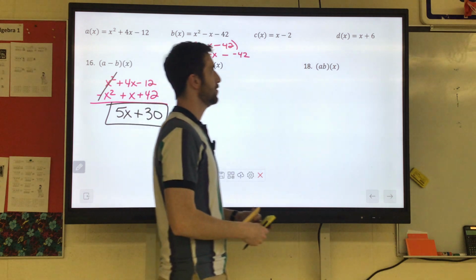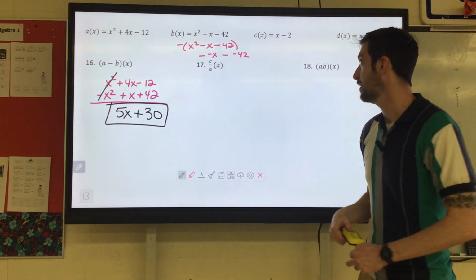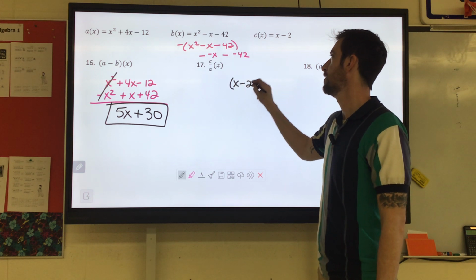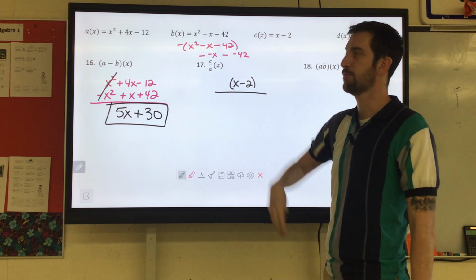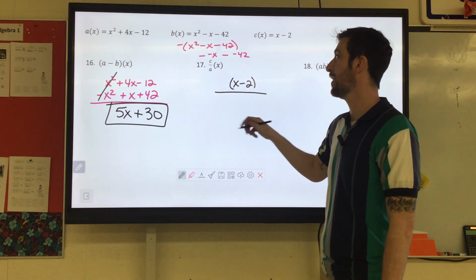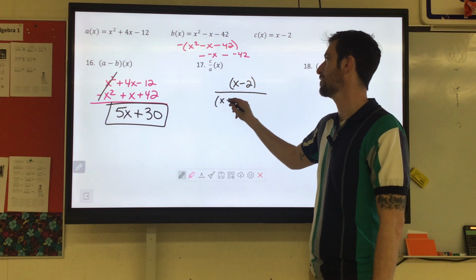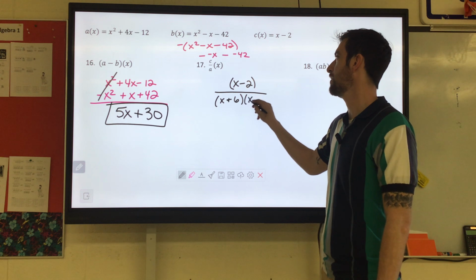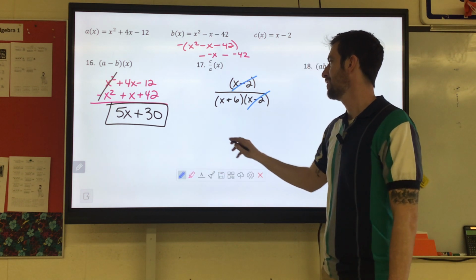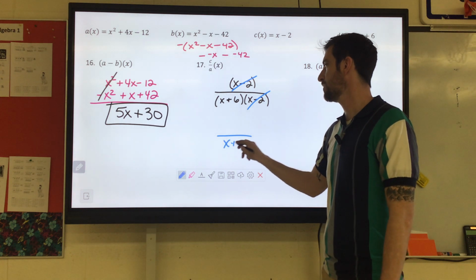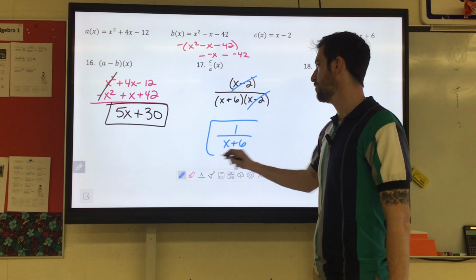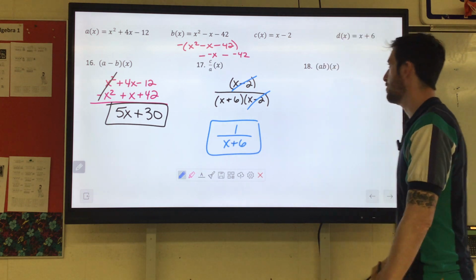Number 17, we're doing c divided by a. So c is x minus 2. A is that x squared plus 4x minus 12. If you remember from earlier, we factored that to x plus 6 times x minus 2. Now, the x minus 2's are going to cancel out. You have x plus 6 in the denominator. If your numerator completely canceled, make sure you put a 1 as a place filler up there.